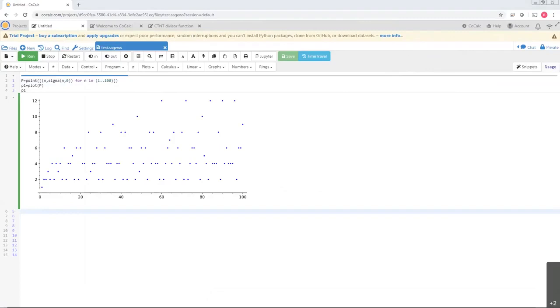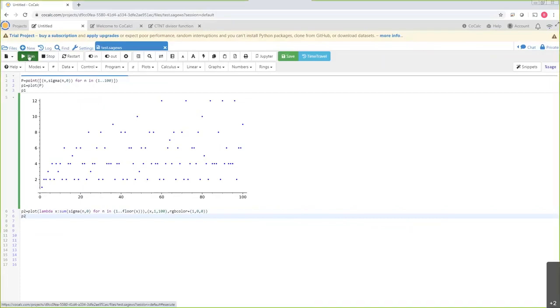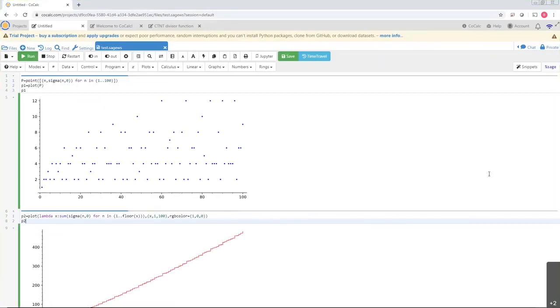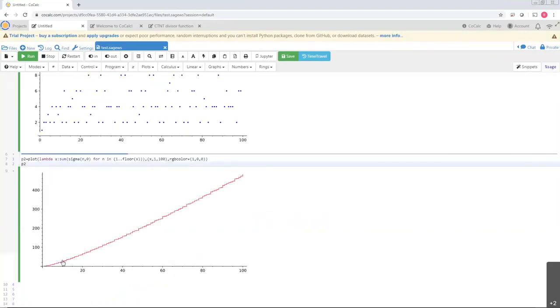All right. So I'll grab this. What I'm doing here is I'm going to plot out the smoothed out function. So you can see I have the sum of the divisor function for n between 1 and x. And I'm running x from 1 to 100. And I'm just making it a different color. So let's run this. Now, it still looks pretty jagged. It looks like a staircase.